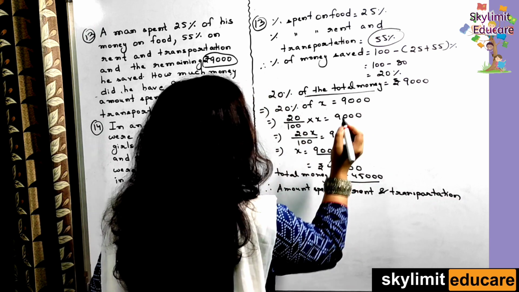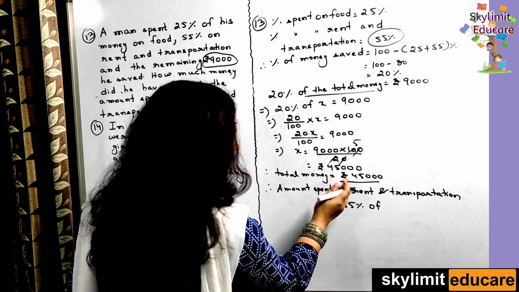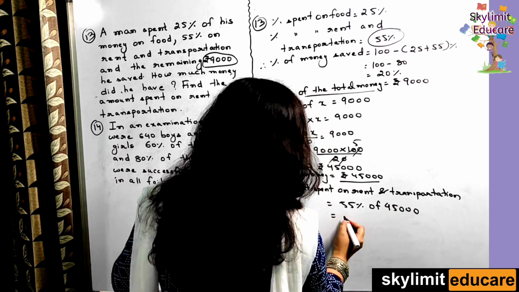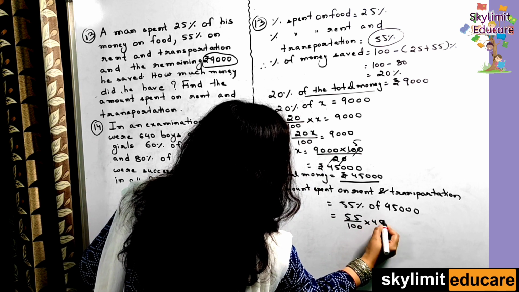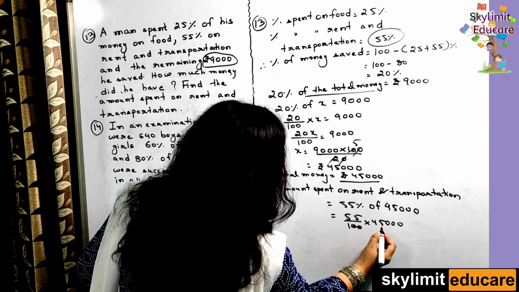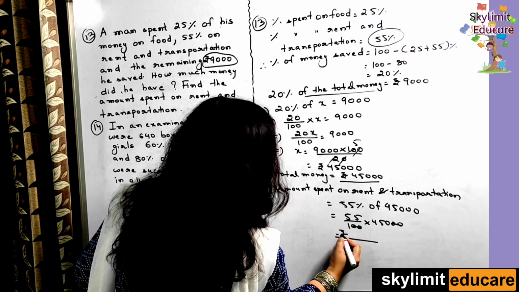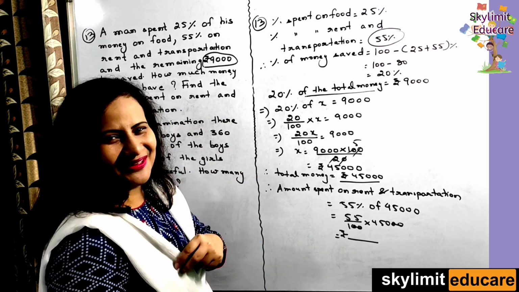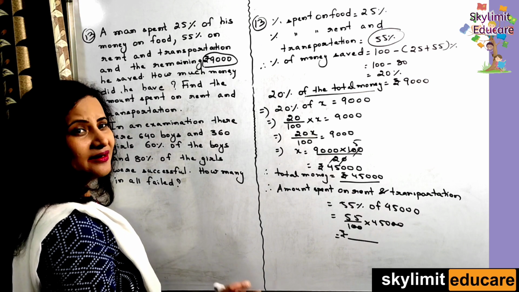So what is the percentage spent? 55% of the total money. What is the total money we have got? 45,000. Yes, now easily you can find out the value. 55 by 100 multiplied by 45,000. So 0 cancels out, and you can multiply this and get the answer. 55 multiplied by 450. It's your work, you should multiply. Clear? So that much rupees was spent on rent and transportation.